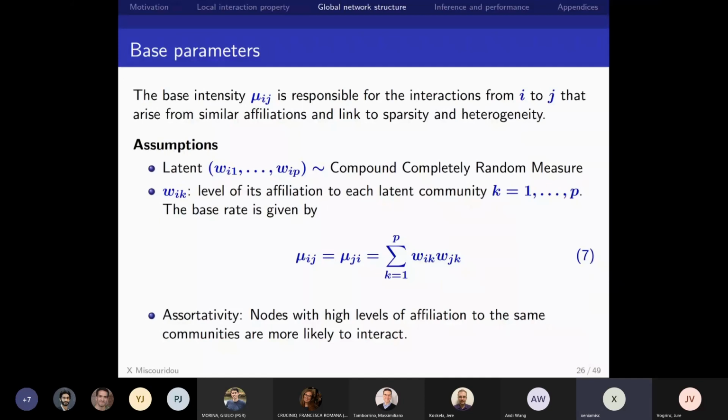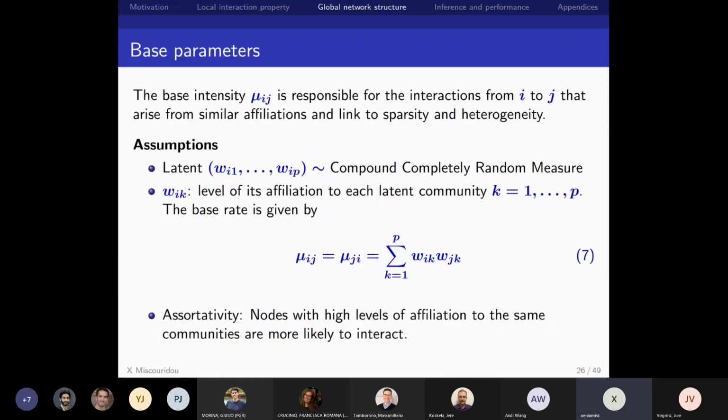So to be more clear, the setup I'm interested in is that I consider vectors of completely random measures. And every person, every node, every component in my network has its own vector. And everyone has a vector of size p, because I assume that there are p communities in the network. And the way I model the link probability is proportional to this dot product. So you see, the sum of Wik, Wjk.